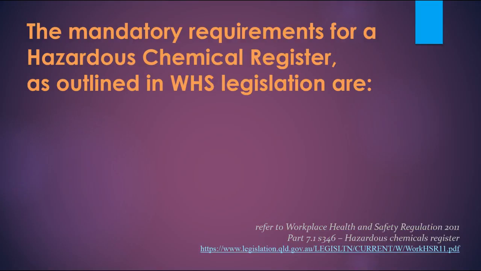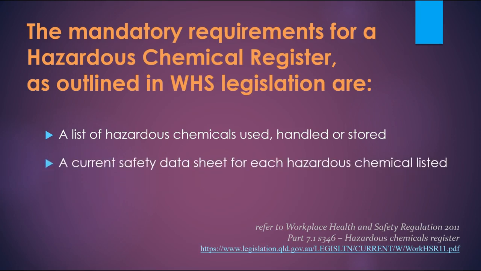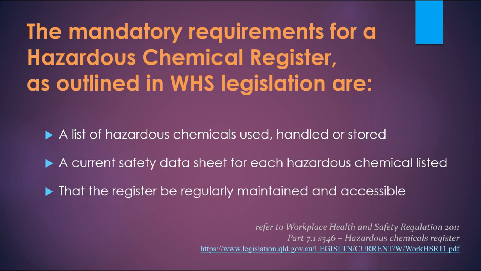Every workplace with hazardous chemicals stored on site must have a hazardous chemical register. The mandatory requirements for a hazardous chemical register, as outlined in work health and safety legislation, are a list of hazardous chemicals used, handled or stored, a current safety data sheet for each hazardous chemical listed, and that the register be regularly maintained and accessible. So how do we best create such a document?